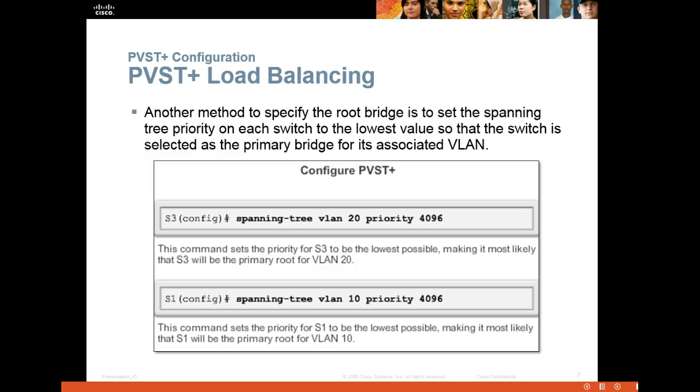So the load balancing, this is just a different method to specify root bridge, and that's to be setting the priorities equally as 4096, because that is the calculation that the switch understands in multiples.